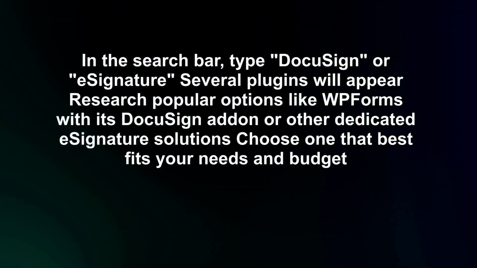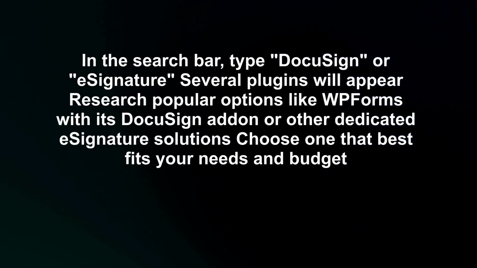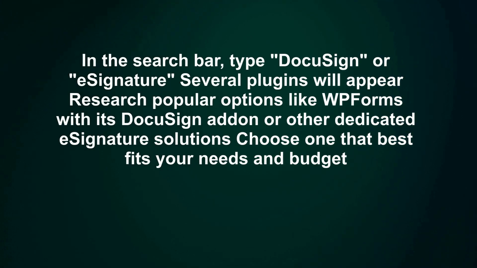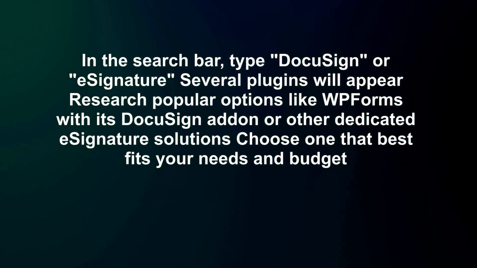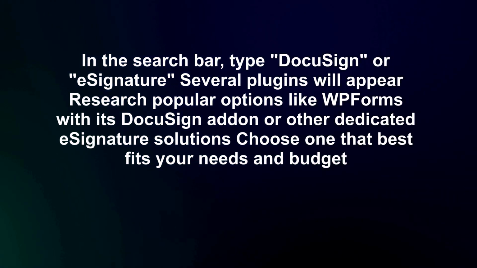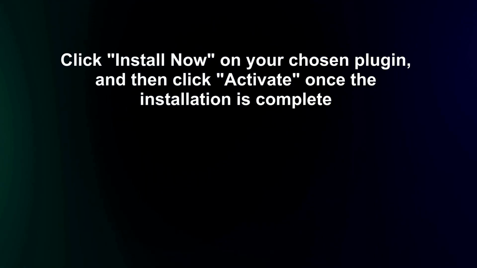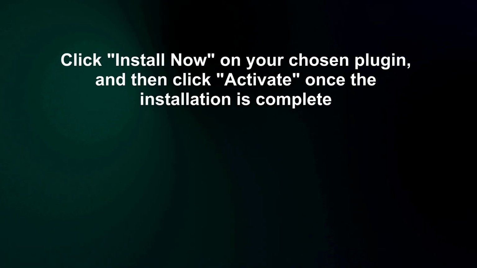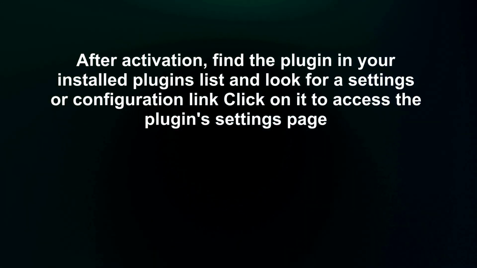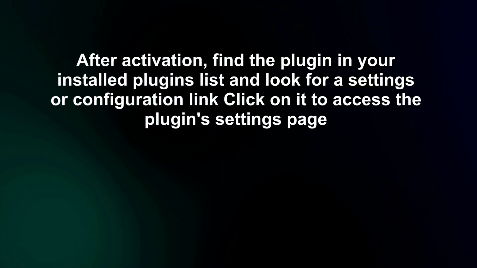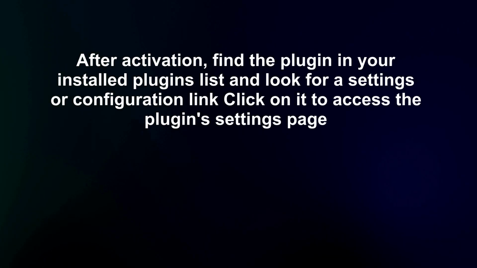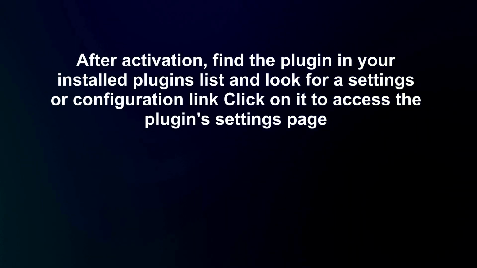Several plugins will appear. Research popular options like WordPress with its Docusign add-in or other dedicated eSignature solutions. Choose one that best fits your needs and budget. Click Install now on your chosen plugin, and then click Activate once the installation is complete. After activation, find the plugin in your installed plugins list and look for a settings or configuration link. Click on it to access the plugin settings page.